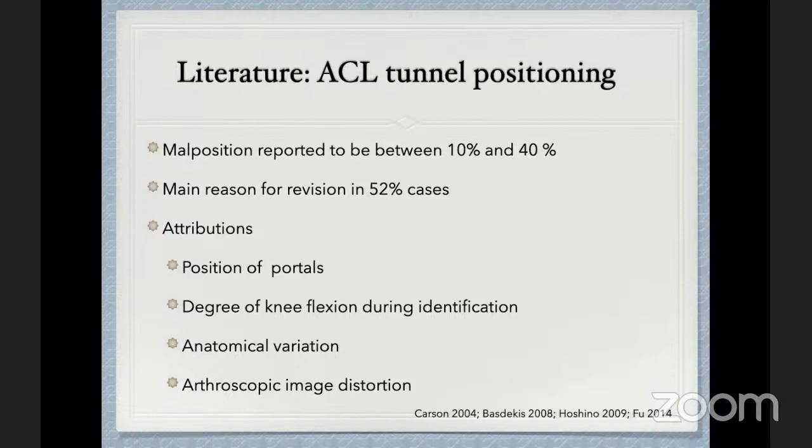So if you do not have a proper degree of knee flexion, and if you do not identify your ridges and place your portal properly, that also can lead to a wrong or malposition of the tunnel. Anatomical variation is a problem that we deal with, and arthroscopic image distortion is also one of the reasons.